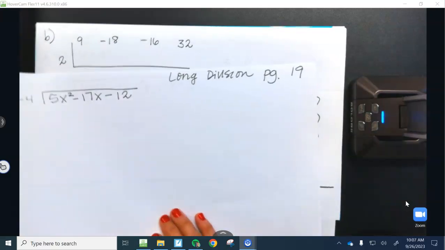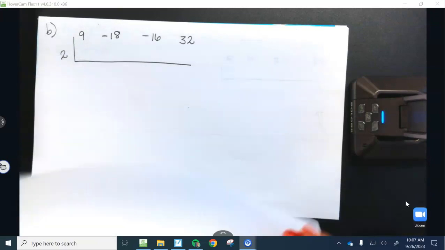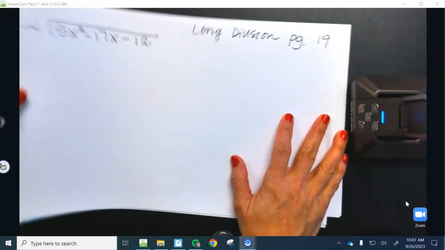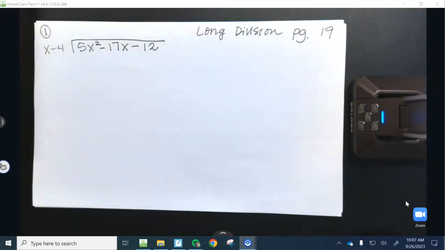Most of the things that we use division for will be synthetic. Every once in a while we are going to use synthetic, and every once in a while we're going to use long division.